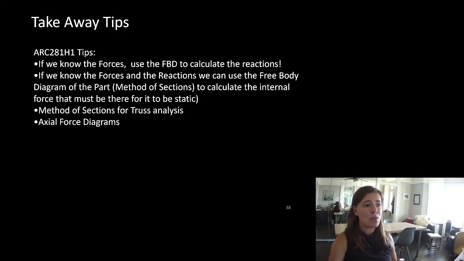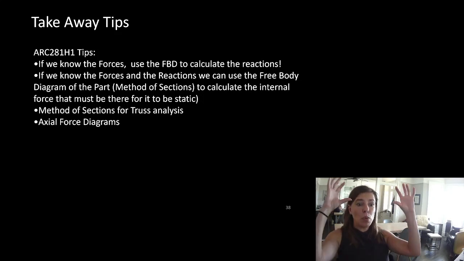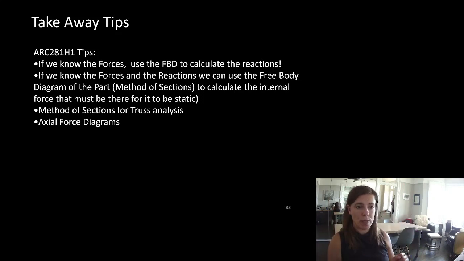So your takeaway tips for today are: if we know the forces, we can use the free body diagram to calculate the reactions because it needs to be in equilibrium. That's what we learned last week. If we know the forces and the reactions, we can use the free body diagram of the part, or use method of sections, to calculate the internal forces that have to be in that object to keep it from moving up and down or back and forth or spinning about in space.